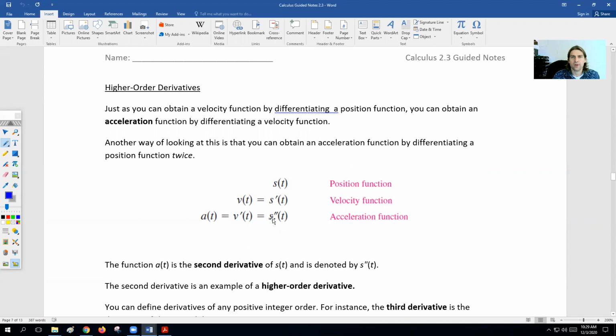So now that we know how to do the product and quotient rule, we're going to go into another thing, which is called higher order derivatives. Higher order derivatives are basically derivatives of derivatives. We've kind of talked about this a little bit when it comes to story problems.